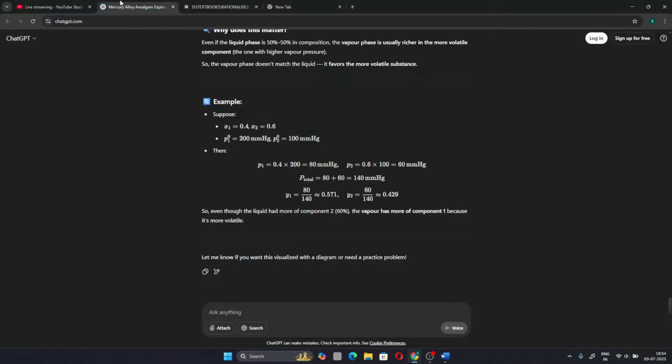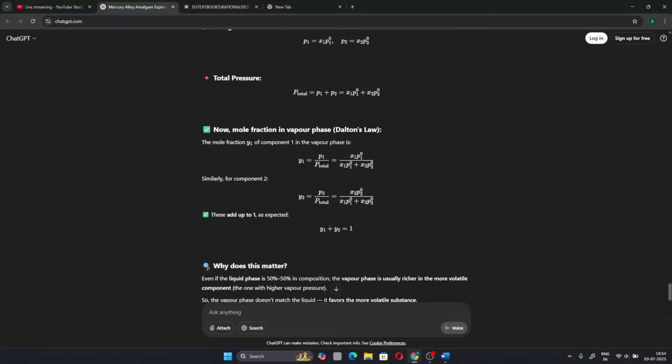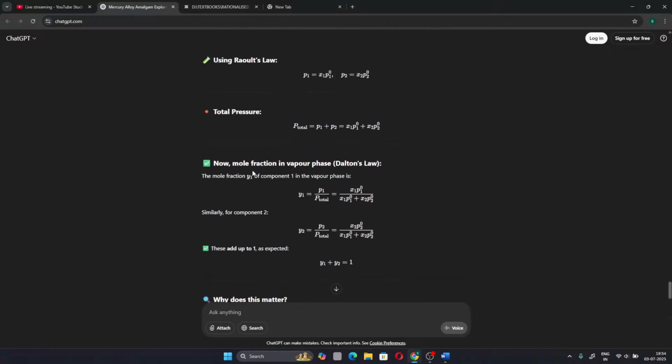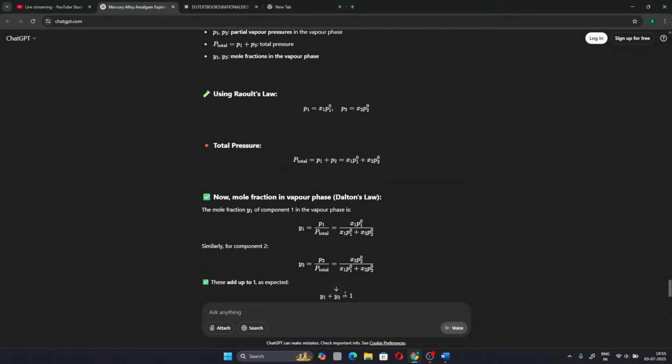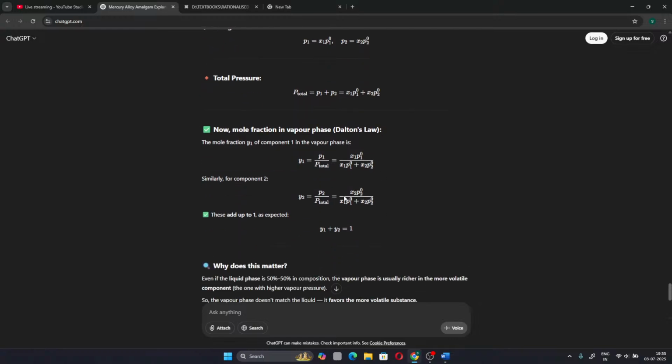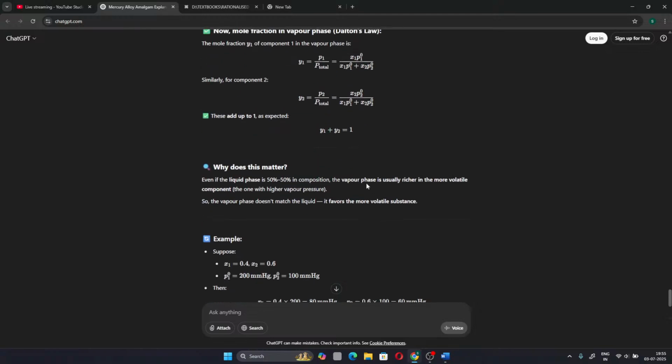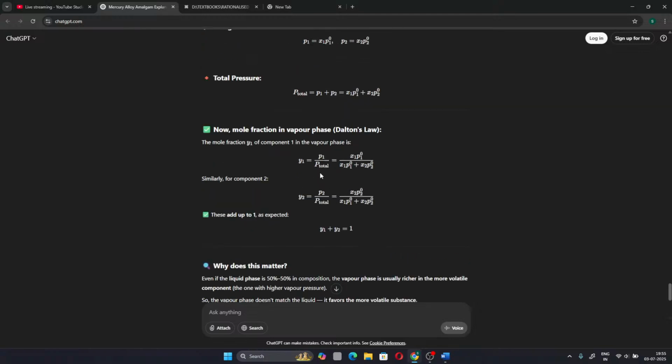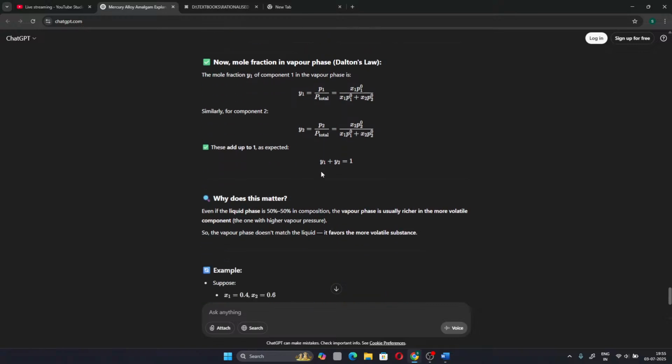and due to that equation we get y1 equals P1 by P total. We know by Raoult's law that the partial pressure is chi1, where chi1 is the mole fraction in the liquid phase, times P naught 1. Substituting Raoult's law, and of course Dalton's law as well, where P total equals P1 plus P2, these are the partial pressures.